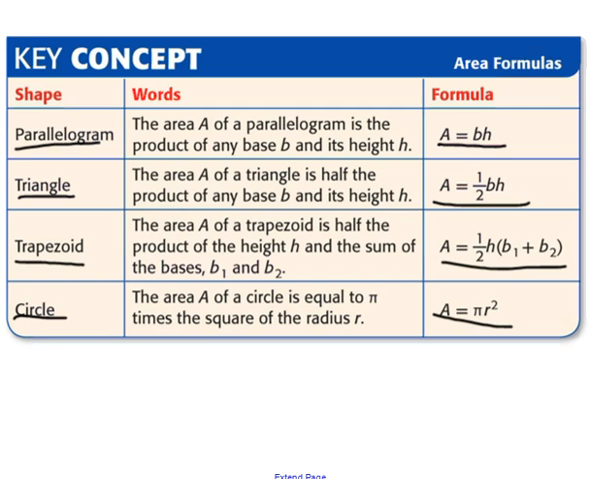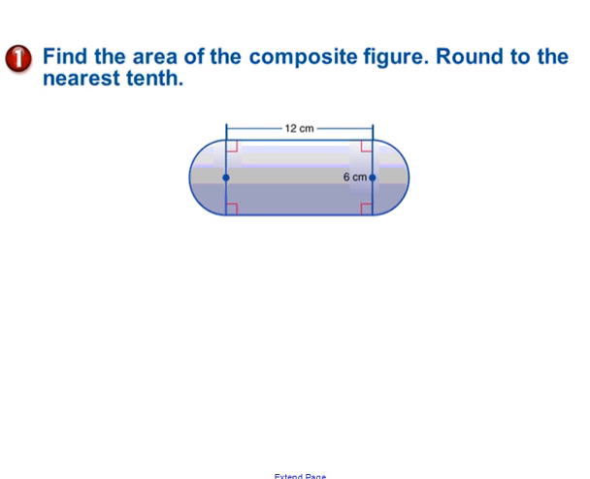Well, let's work with some of these. Jump right into an example here. Find the area of this composite figure. As I look at this, I'm going to see that inside of here is a rectangle. So I'm going to find the area of that rectangle. Area is equal to base times height. So area is equal to 12 centimeters times 6 centimeters. So the area here becomes 72 centimeters squared.